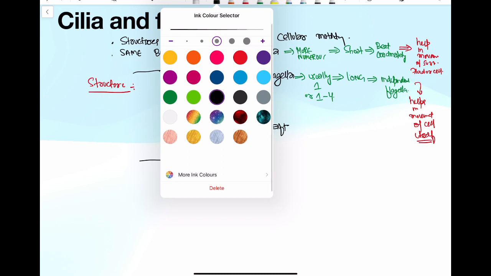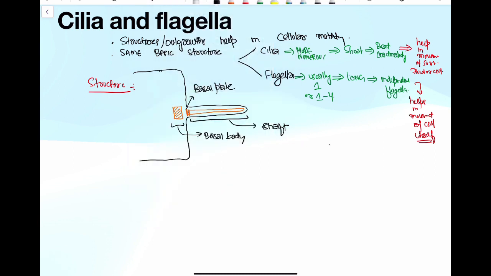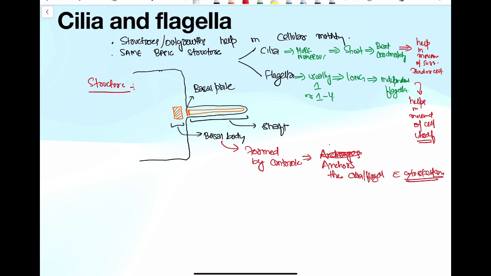The basal body is formed by the centriole, and it performs the function of anchorage. It anchors the cilium or flagellum with the cytoskeleton. So it forms a base and it stabilizes it.